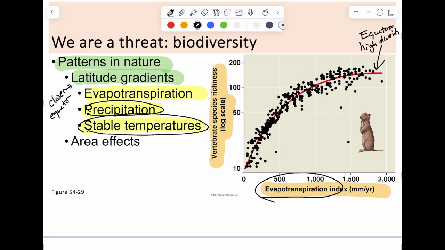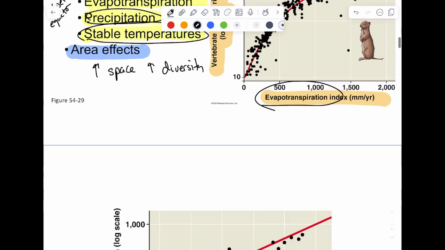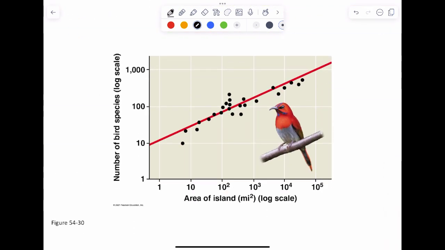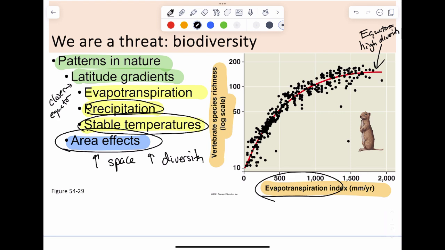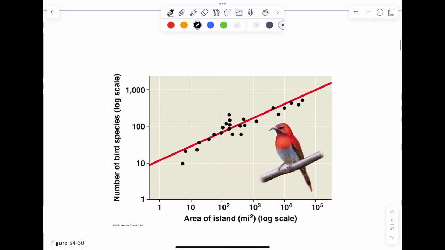The moment we start moving away from there, diversity decreases. So if we want to see the lowest diversity, look at the poles. Highest diversity, look at the equator. We also happen to know that if we have bigger spaces, you get more diversity. Increased space, increased diversity. We know this last one, dealing with area, by looking at islands.